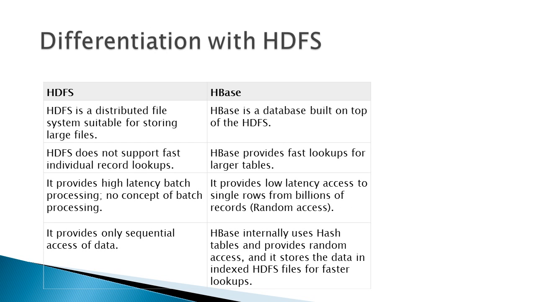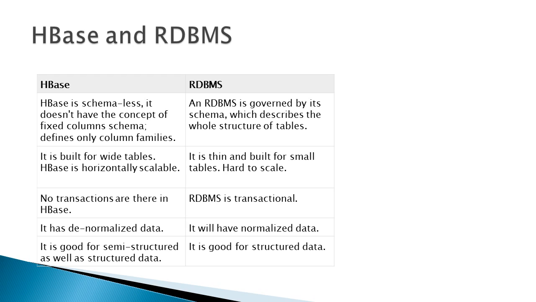Next, differentiation with HDFS. HDFS is a distributed file system, whereas HBase is a database which is built on top of HDFS. HDFS does not support fast individual record lookup, whereas HBase is column oriented. That's why it provides fast lookup for larger tables. HDFS provides high latency batch processing, with no concept of batch process in HBase. HBase provides low latency access to single rows from billions of records. HDFS provides only sequential access of data, whereas HBase internally uses hash tables and provides random access to data.